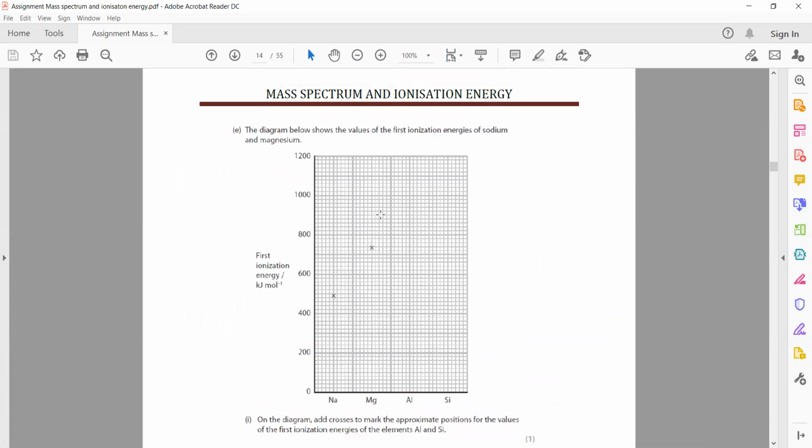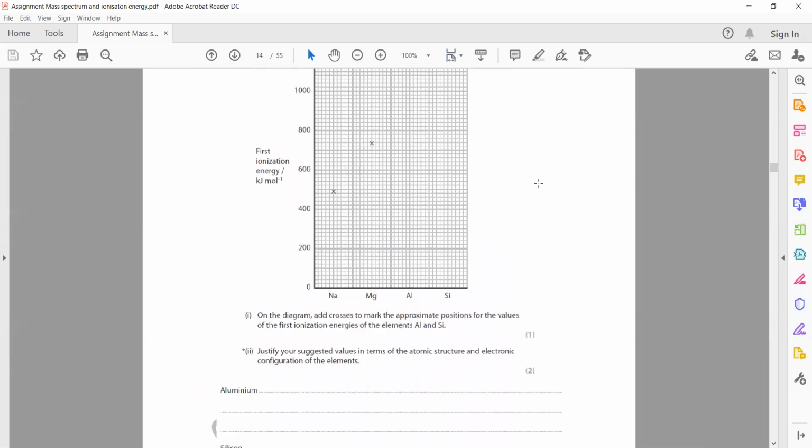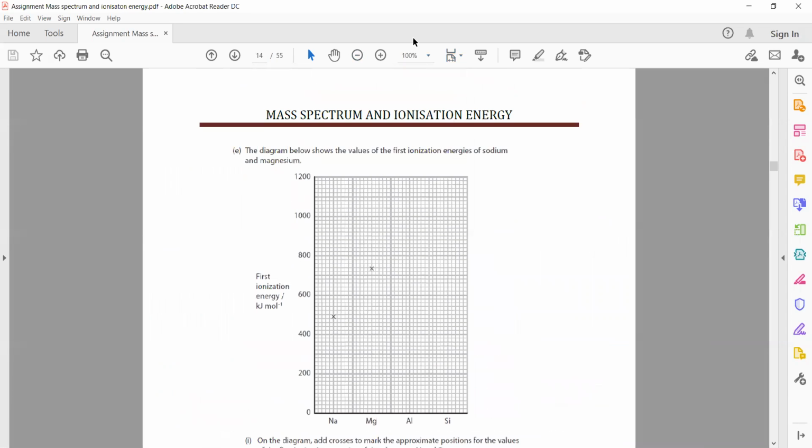The diagram shows the values of ionization energy of sodium and magnesium. On the diagram, add a cross to mark the position for aluminium. So if you remember that table, the trend, the pattern in ionization energy. What is the pattern? Normal pattern: for the first two elements it increases, from group 1 to group 2.